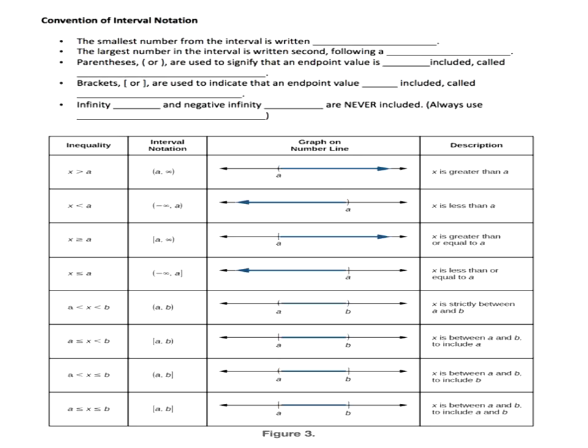And so whenever you're writing that interval, the smallest number from the interval is written first. And I'll go ahead and say that's going to be on the left, because we read it from left to right, or from down to up if you're talking about range. The largest number in the interval is written second, following a comma.